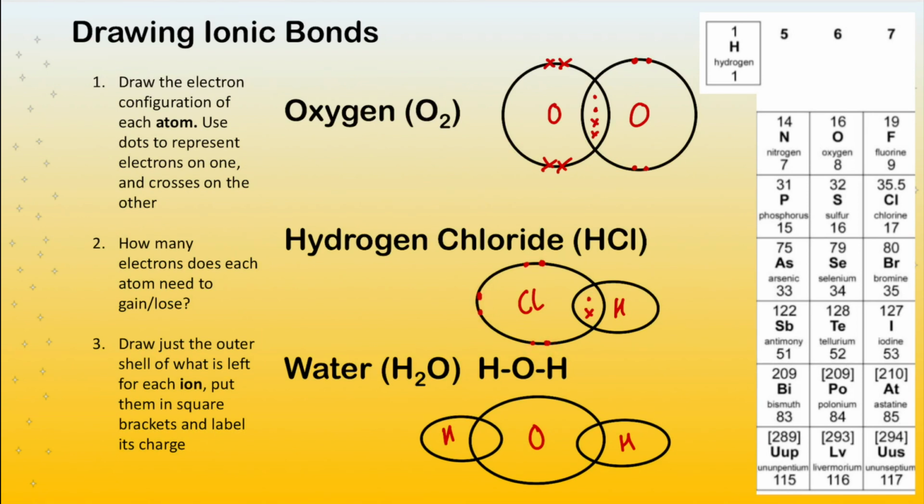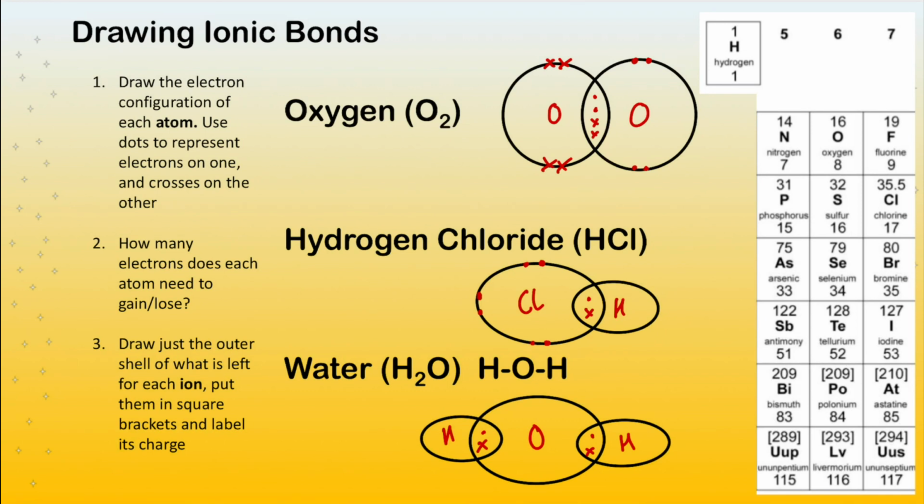And for water, hydrogen again only needs to gain 1 more electron, so we just know straight away it's going to get that from this overlapping region. And the same on this one. And oxygen is in group 6, so it needs to gain 2 more electrons. Well, we've already included those by having them shared by the hydrogens, and we've got to draw the remaining electrons on the oxygen outer shell.